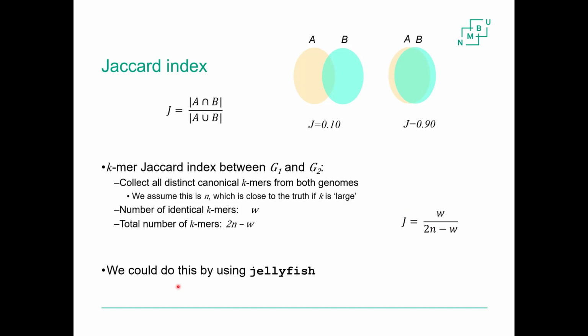And also, this is something we could have done by using Jellyfish, like we did in module 3. We could have collected all the k-mers from one genome, all the k-mers from the other, and start comparing them, right? So in theory, we know how to compute the Jaccard index between 2 genomes.